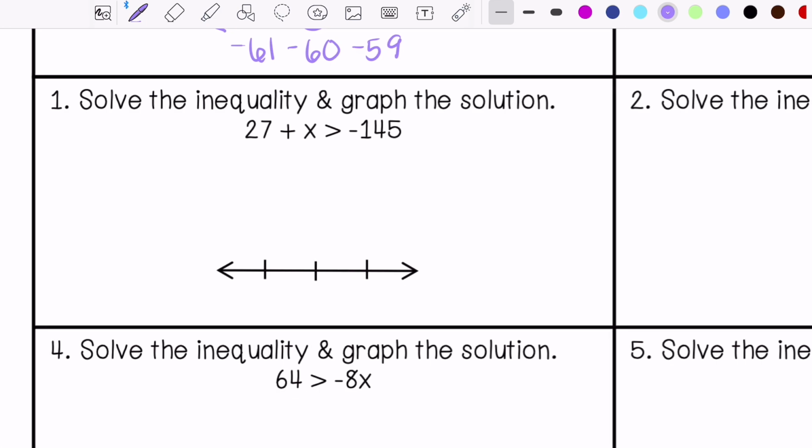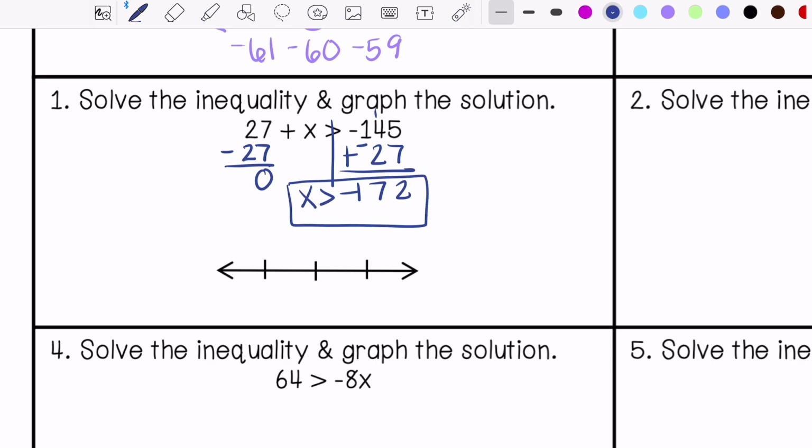All right, x is being added to 27. I'm going to subtract 27. Keep, change, change. So I'm going to add these. X is greater than negative 172. I'm just going to pick 0. It's just easy. Try to think of numbers that are easy. So is 27 greater than negative 145? It is.